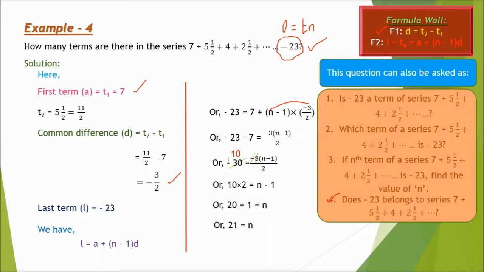The value of n must always be a whole number. It's 21. It must not be a fraction, it must not be a decimal. Now, why I said this, you can see question number 4 here. Question 4: does minus 23 belong to the series? To check it, the value of n must be like this. It must be a whole number. It must not be a fraction.